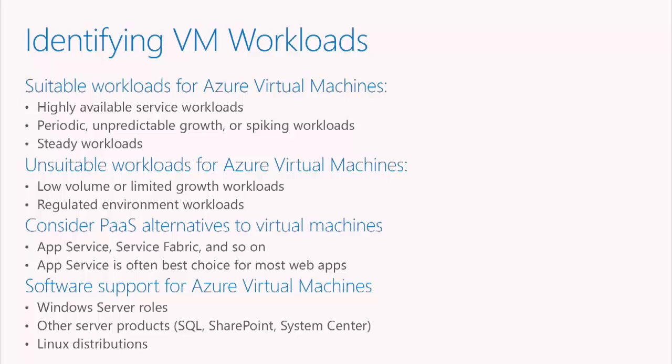If you don't want to use a virtual machine, or if the application in the virtual machine is not suitable, there's other alternatives. For example, you can use App Service or Service Fabric. Instead of running the app in a VM, change the application a little bit, run the application directly on Azure.